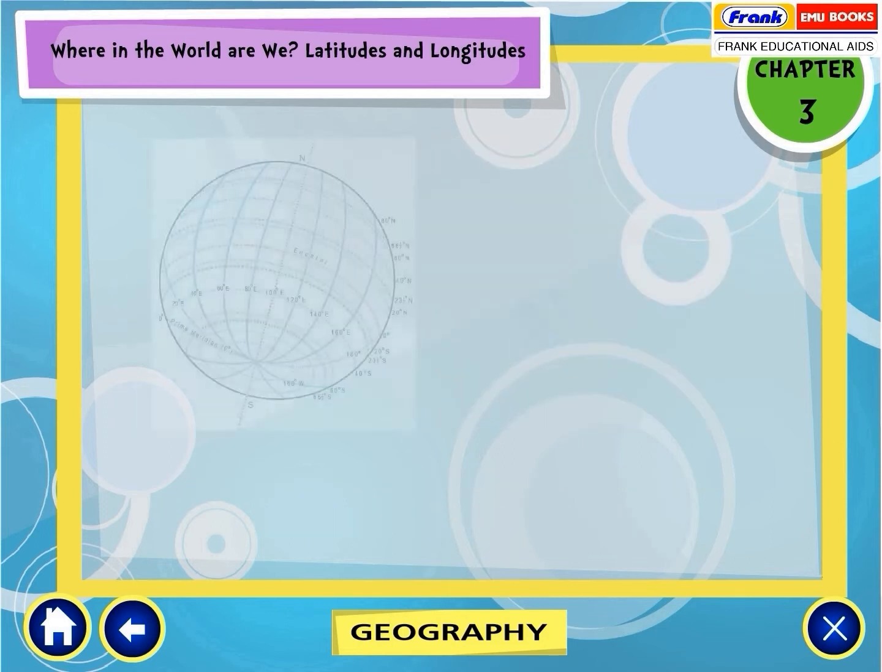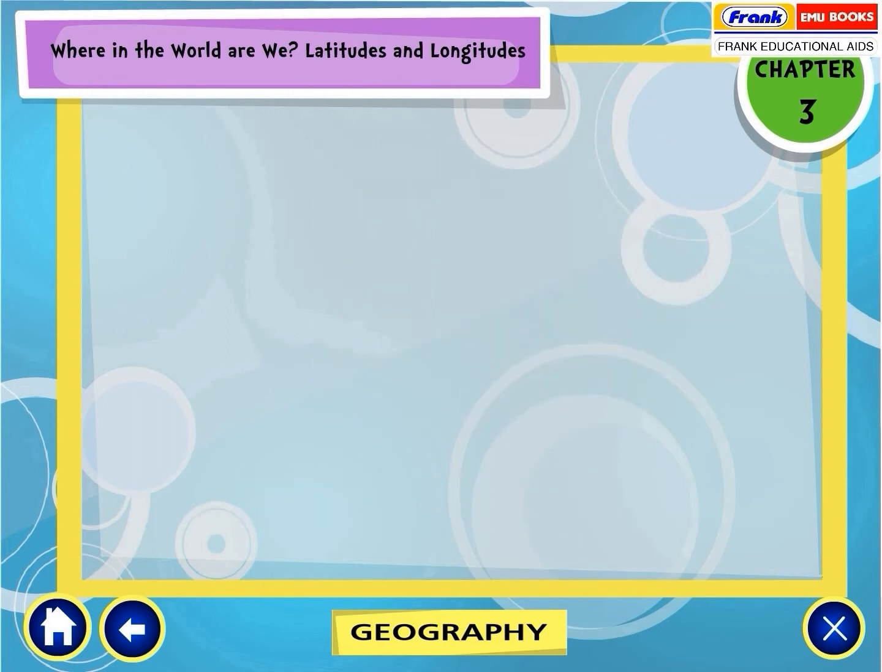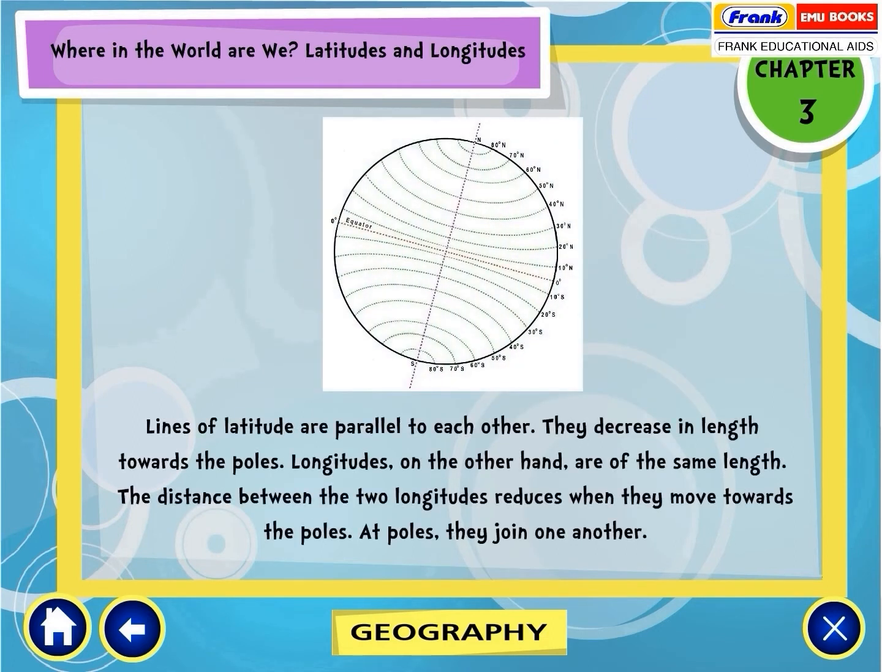Latitudes and longitudes are measured in degrees. Each degree is divided into 60 smaller parts called minutes. Lines of latitude are parallel to each other. They decrease in length towards the poles.